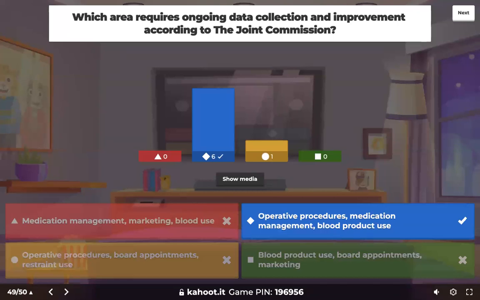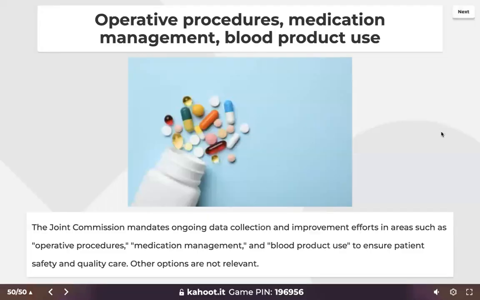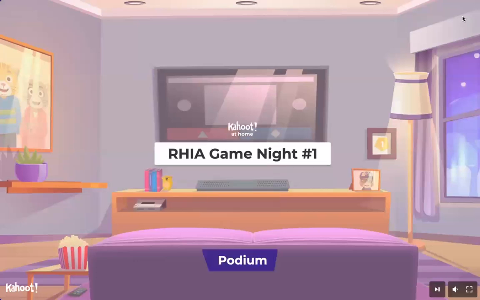All right, it looks like most everyone got it right. Operative procedures, medication management, blood product use. That is correct. And this is in the Joint Commission. So when they tell you to know what Joint Commission is, you have to also understand some of these details like this, all right? So all of this is in the Joint Commission, somewhere in their documentation, their mandates. And as a manager, you have to know that, right?